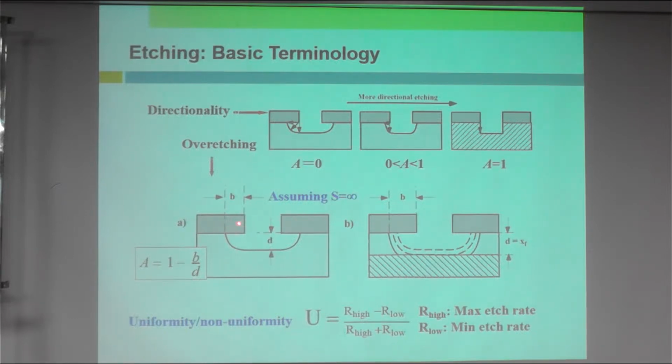But you can actually calculate this, assuming S equals infinity in this case. So this B, the overhanging or undercut here, can be calculated according to this. Then with the etching rate, you know how much material will be removed as the undercut, due to the time of etching.